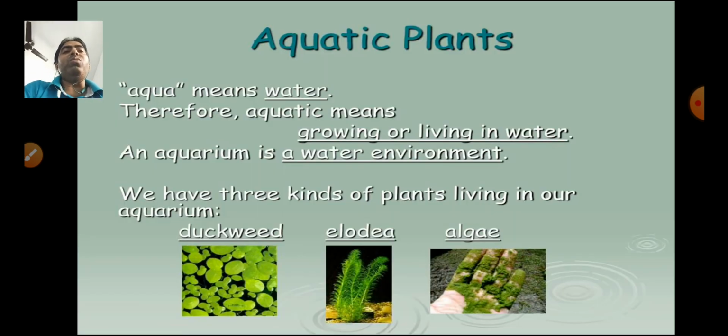The next one is the submerged plant. The plant remains completely submerged in water, for example Hydrilla and Vallisneria. In submerged plants such as Hydrilla and Vallisneria, the leaves are thin and ribbon-like. Such leaves allow the water current to pass through without any damage to the leaf.